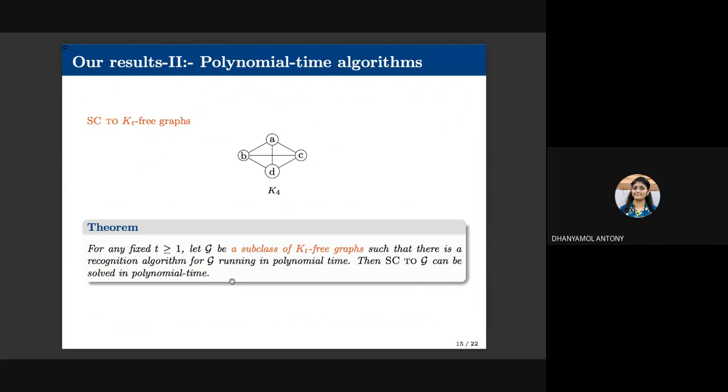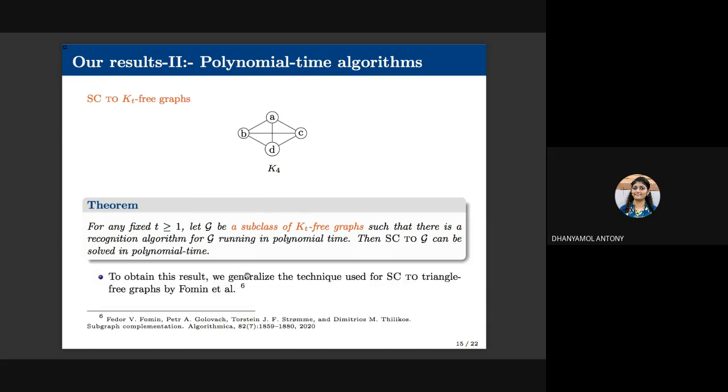And we have this theorem. For any fixed T greater than or equal to 1, let 𝒢 be a subclass of K_T-free graphs such that there is a recognition algorithm for 𝒢 running in polynomial time. Then SC2 on 𝒢 can be solved in polynomial time. To obtain this result, we generalize the technique used for SC2 triangle-free graphs by Fomin et al.